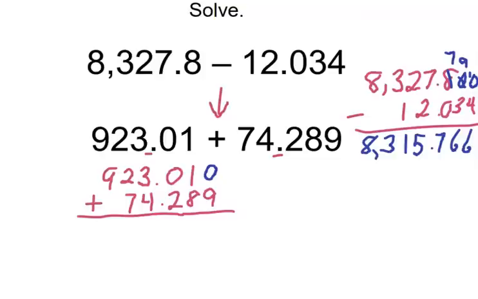We have 0 plus 9 is 9. 8 plus 1 is 9. 2 plus 0 is 2. Bring down the decimal. 4 plus 3 is 7. 7 plus 2 is 9. And 9 plus nothing is 9. So the answer to that one is 997.299. There we go. We solved both of them.